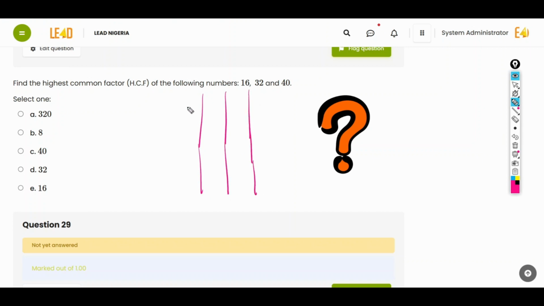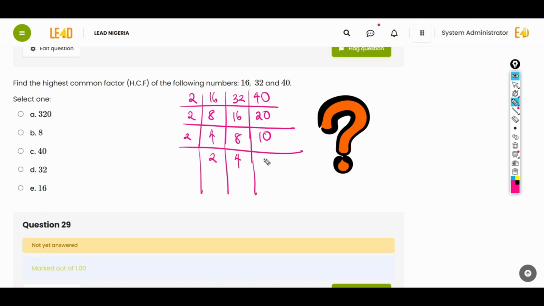HCF. 16, 32, 40. 2 in 16 is 8, 16, 20. We can still use 2: 4, 8, 10. And finally, we can use 2: 2, 4, 5. So we can't use 2 anymore, right? Because nothing can divide through. So it's just 2 times 2 times 2, which is 8.